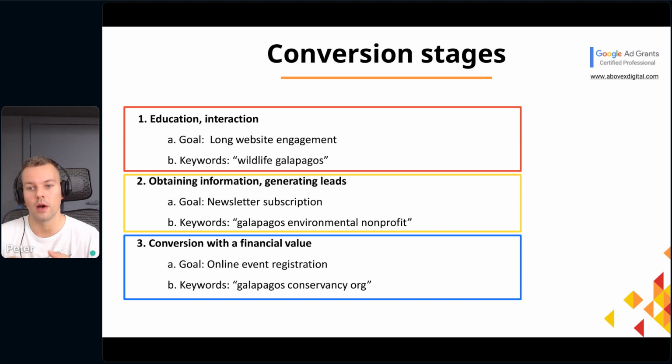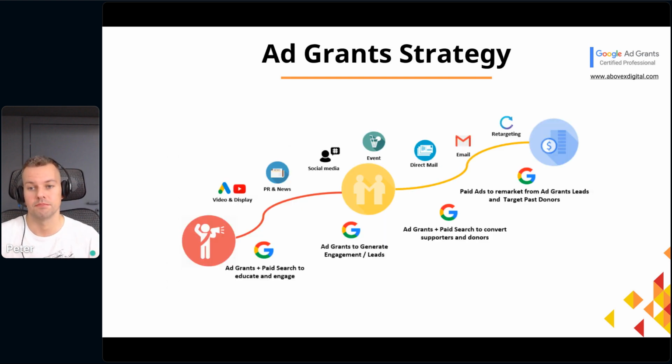And then the third stage, the blue one, that's the actual conversion stage that you would think of, right? And that's the stage where you create some financial value, right? And then you go after these people who you already have a relationship with, and they use brand keywords or very, very narrow keywords, like for instance Galapagos Conservancy, which is their name, right? And then these people, when they already know you, then they're very likely to donate, right? But without those first two stages, it will be very difficult to have them donate.